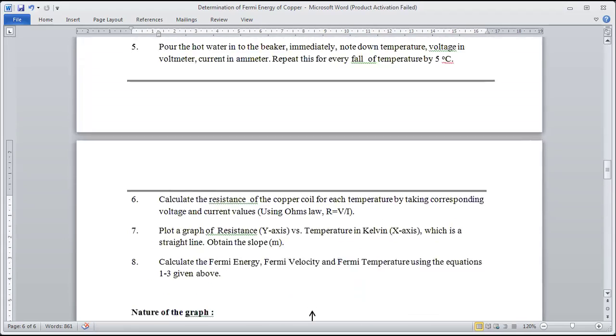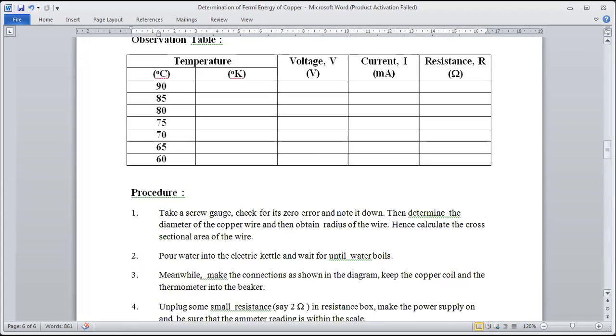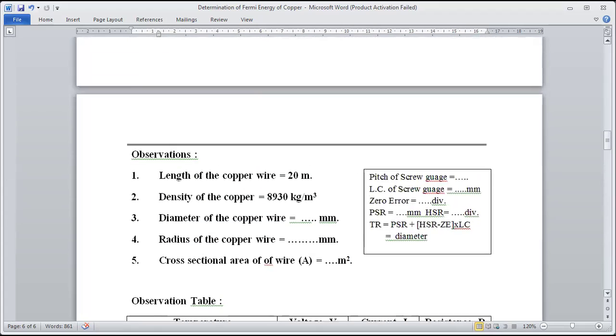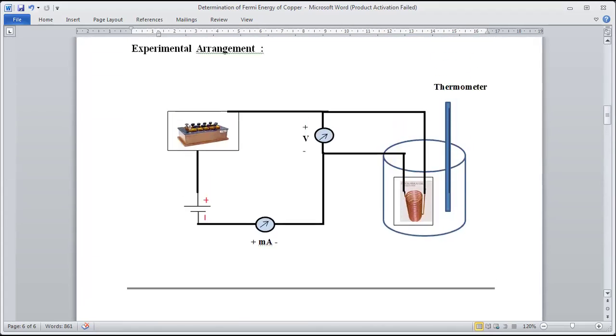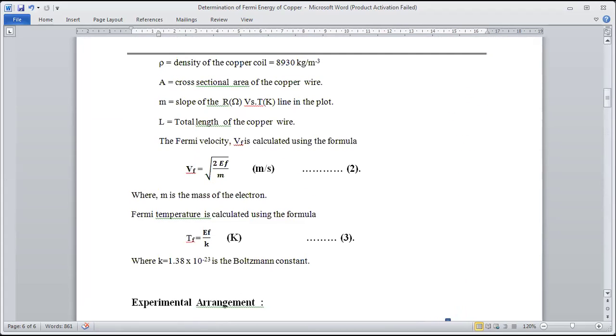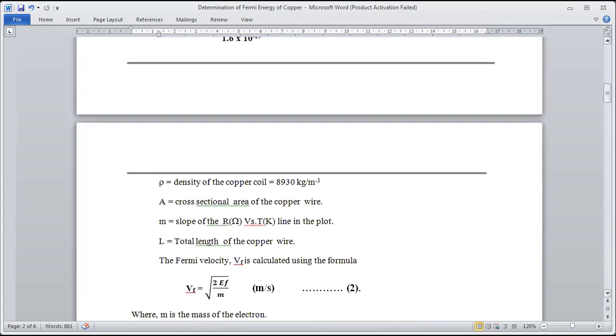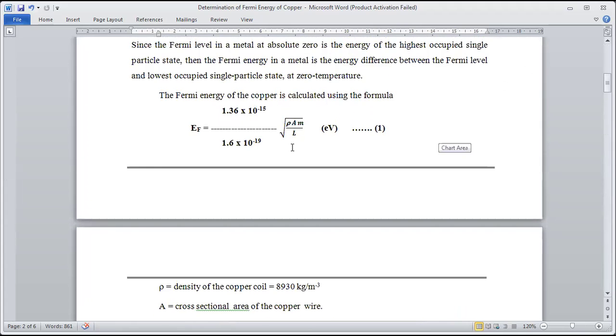I'll go back and show you. So here are equations 1, 2, and 3. This is equation 1. The slope is the thing you have to substitute from the experiment. All other things are measured externally. So the small m is the slope. We have to substitute and calculate the Fermi energy.